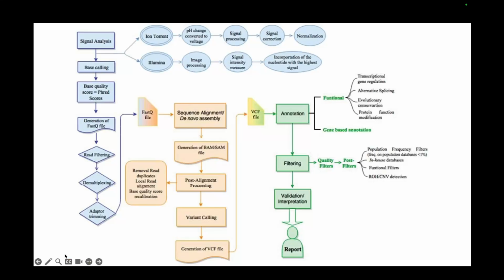So today we'll be basically focusing on the left part, which is from signal generation to base calling to different kinds of filtering that we do to get the best data out of whatever raw data you have gotten. So today we'll be focusing on the left part. In the coming weeks, we'll go through these parts as well. So don't worry about that.